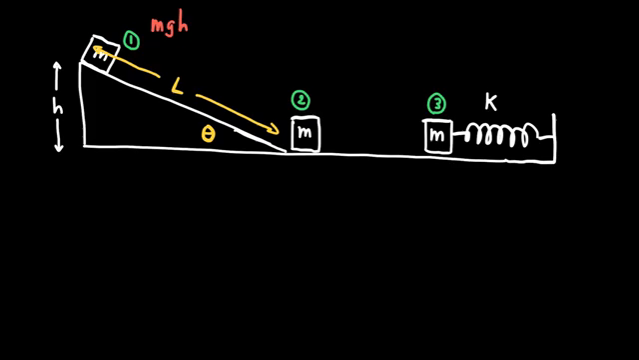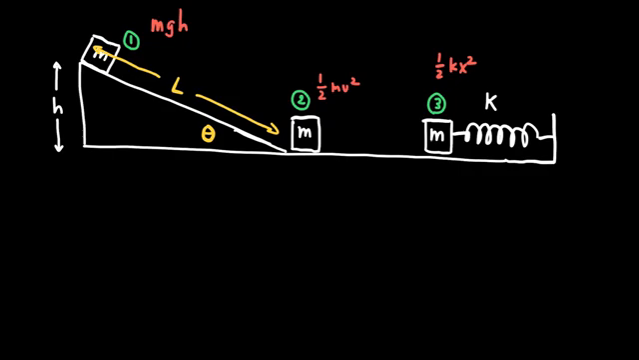I hope you also know that when the object gets to the bottom of the ramp, that position 2 is associated with some kinetic energy, 1/2 mv squared. And then at position 3, the object maybe now is starting to compress the spring, and so there would be some energy stored in that spring, 1/2 kx squared.